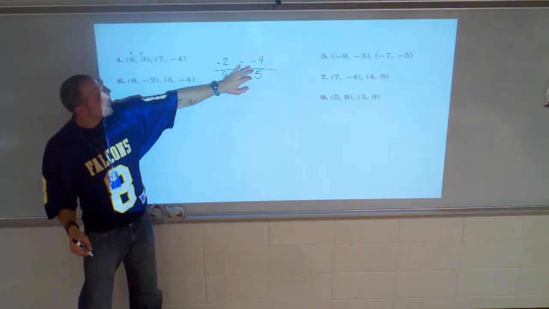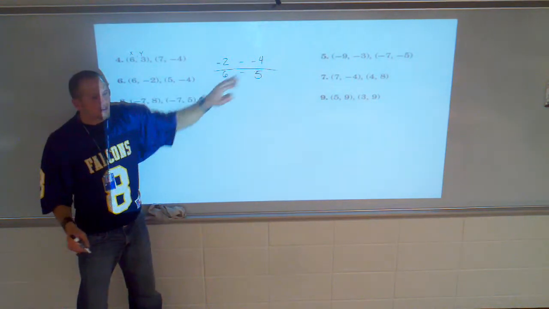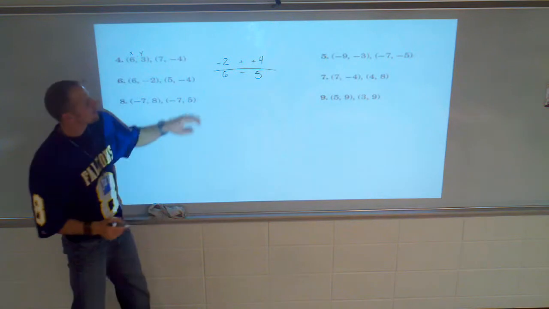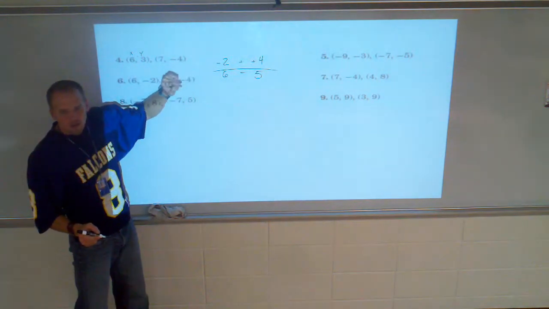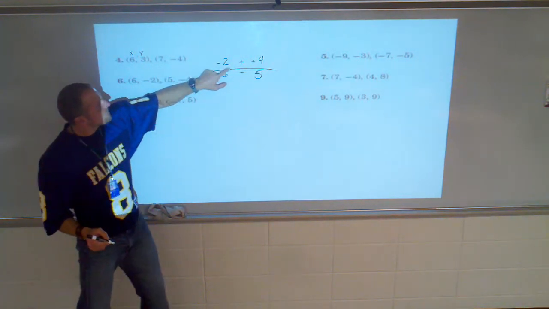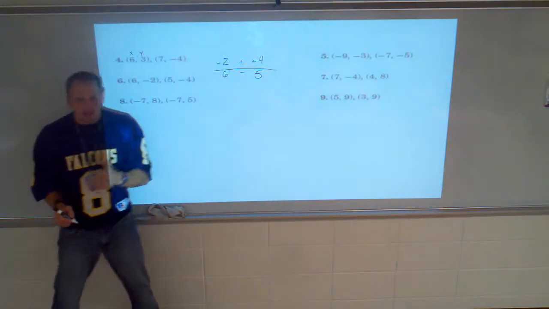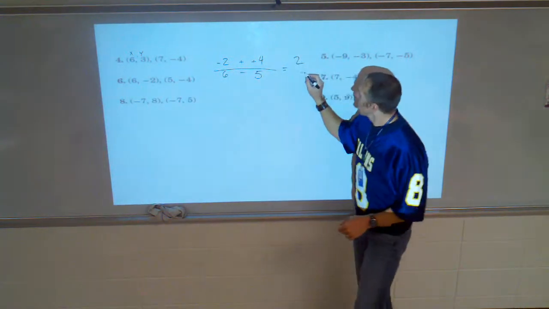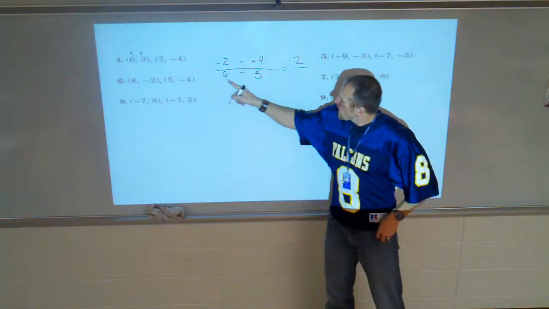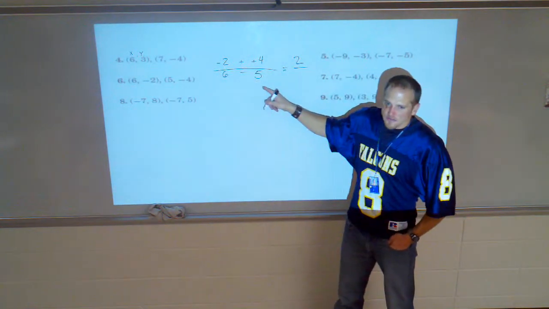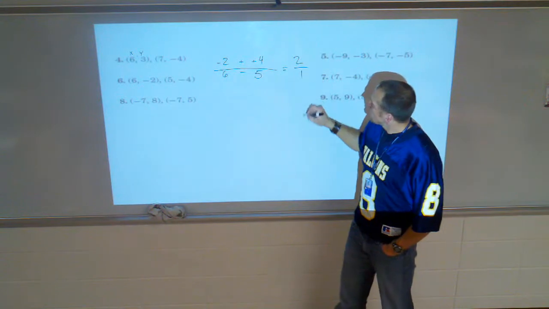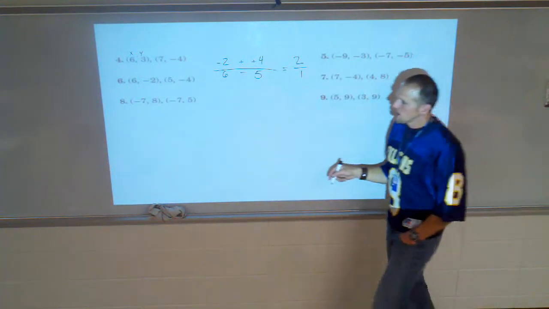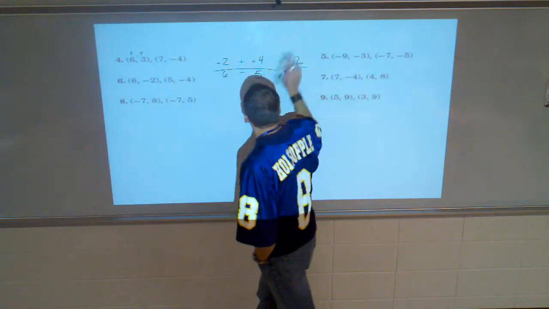Look at the top. Minus negative means plus positive. Let's see. Ray, what's negative 2 plus 4? If I come back 2 and go up 4? Positive 2. Very good. And Brandon, what is 6 minus 5? 1. So, here is my slope. 2 over 1.